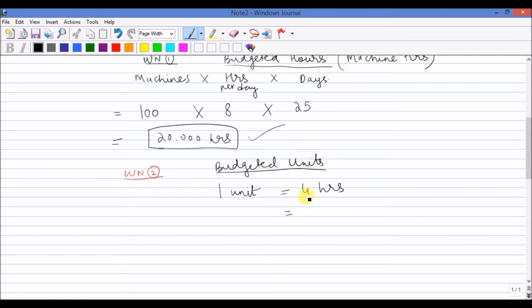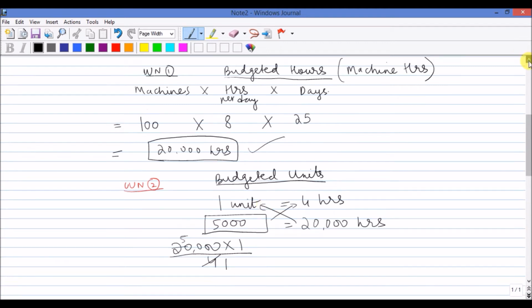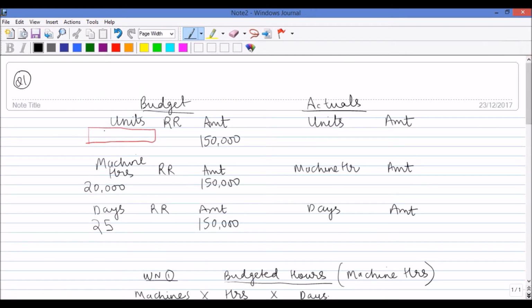So the total machine hours the machine is working is 20,000 hours. So how many units can we manufacture? I'm doing the cross multiplication. So 20,000 I will multiply by 1, then I'm going to divide by 4. So 4 fives are 20, 5,000. So 5,000 is the budgeted units. So we have found this 5,000 units as our budgeted units. So it was quite tricky.